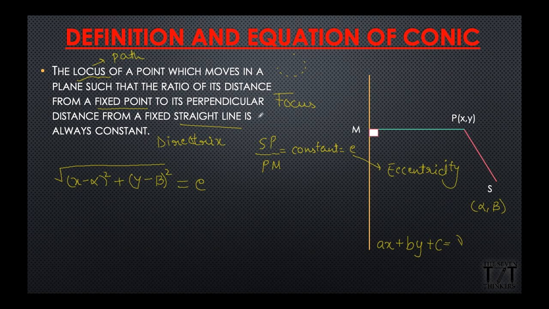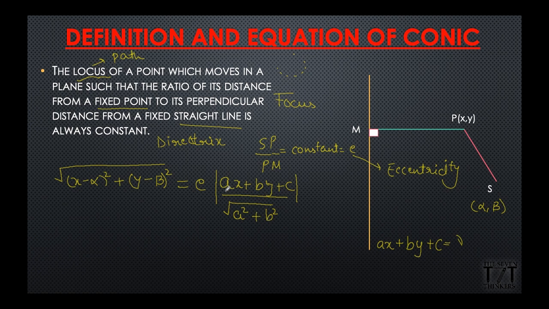Now what is PM? PM is the perpendicular distance. And in straight lines, we know that the perpendicular distance of any given point from a fixed straight line is given by the mod of the equation by substituting the value of the point, that will be ax plus by plus c, whole divided by root under the coefficients of x and y, that is a square plus b square.